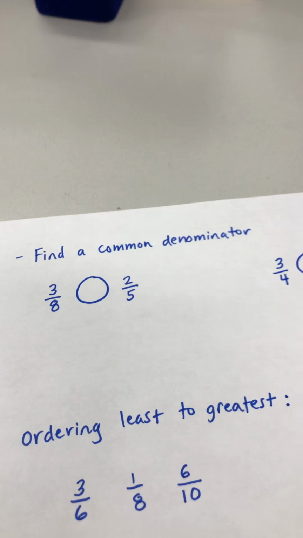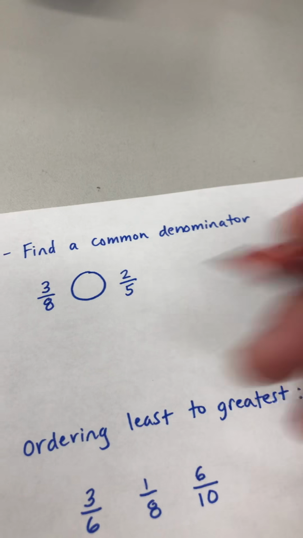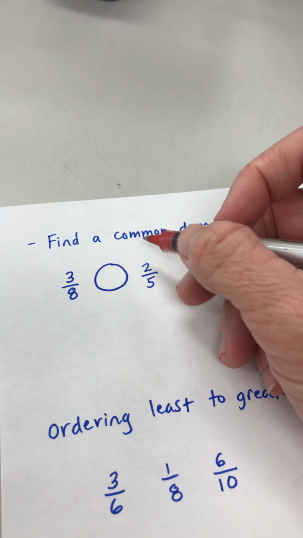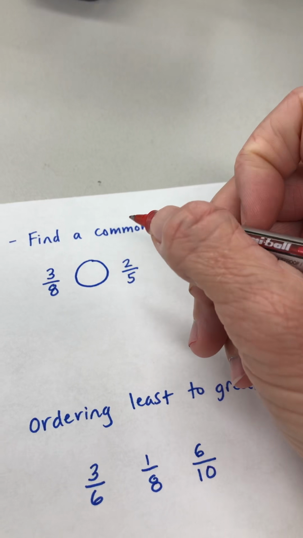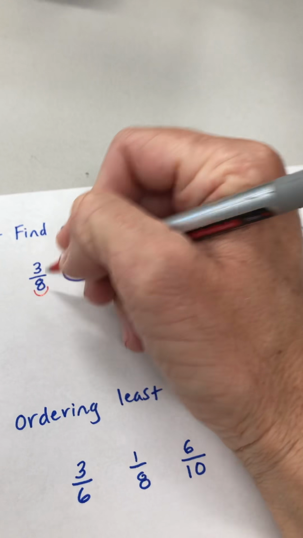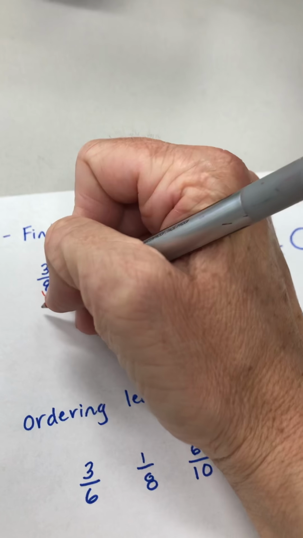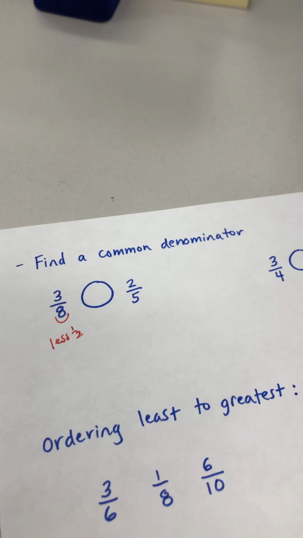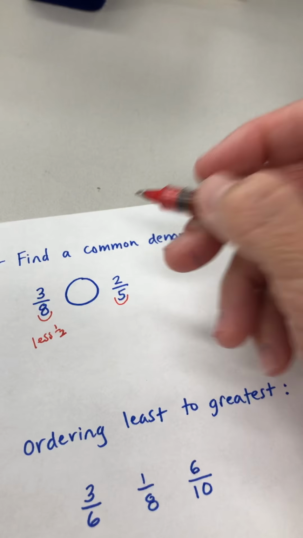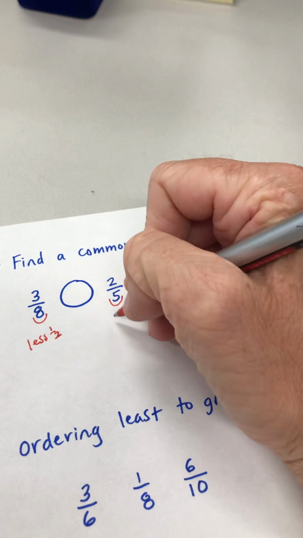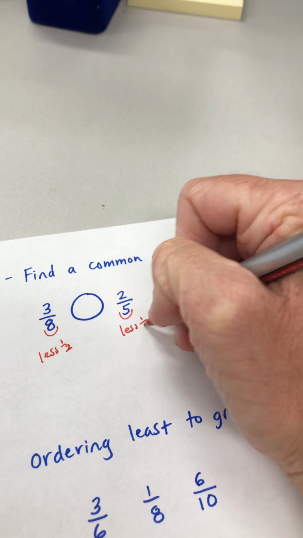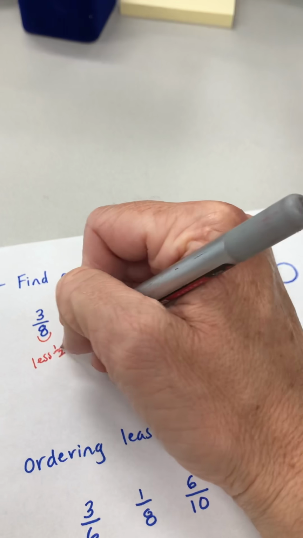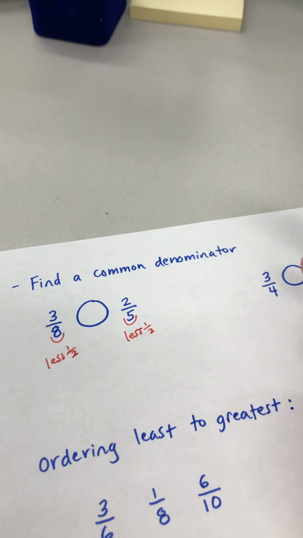All right, now in some situations, the benchmarks aren't really going to work out for you, and this would be a situation. Okay, so I'm looking at this, I'm asking myself those benchmark questions. Close to 0, close to half, or close to whole. Okay, 3/8 would be a little bit less than half because 4/8 is half. 2/5, I'm not scared of odd numbers. Half of 5 would be 2.5, so this is a little bit less than half also. So now we have two fractions that fall in the same part of our imaginary number line here. They're both less than half.